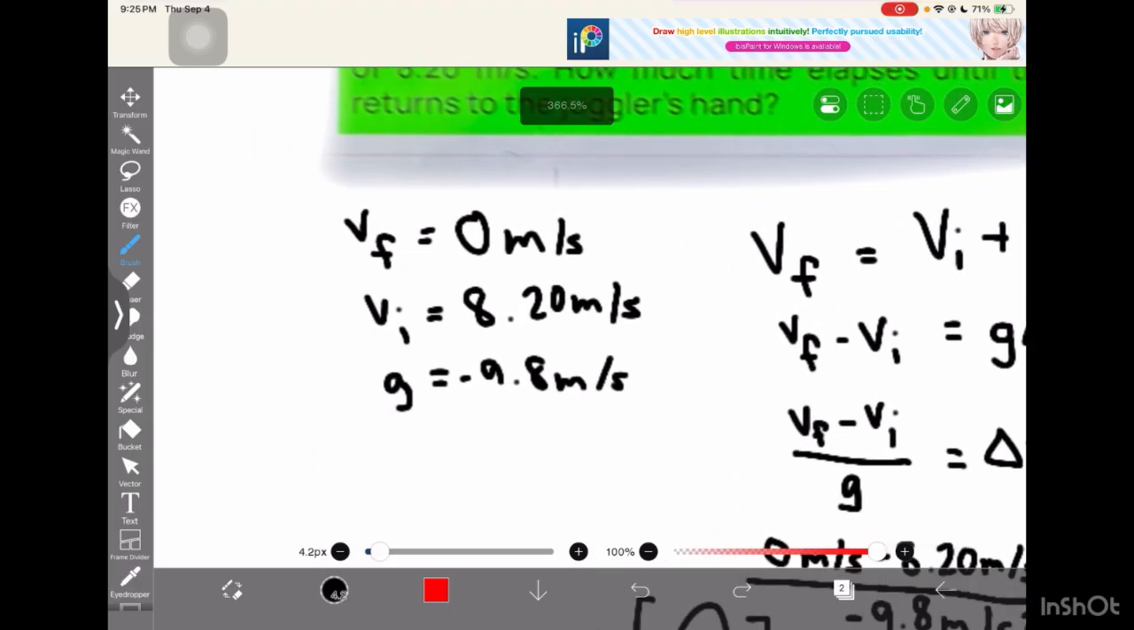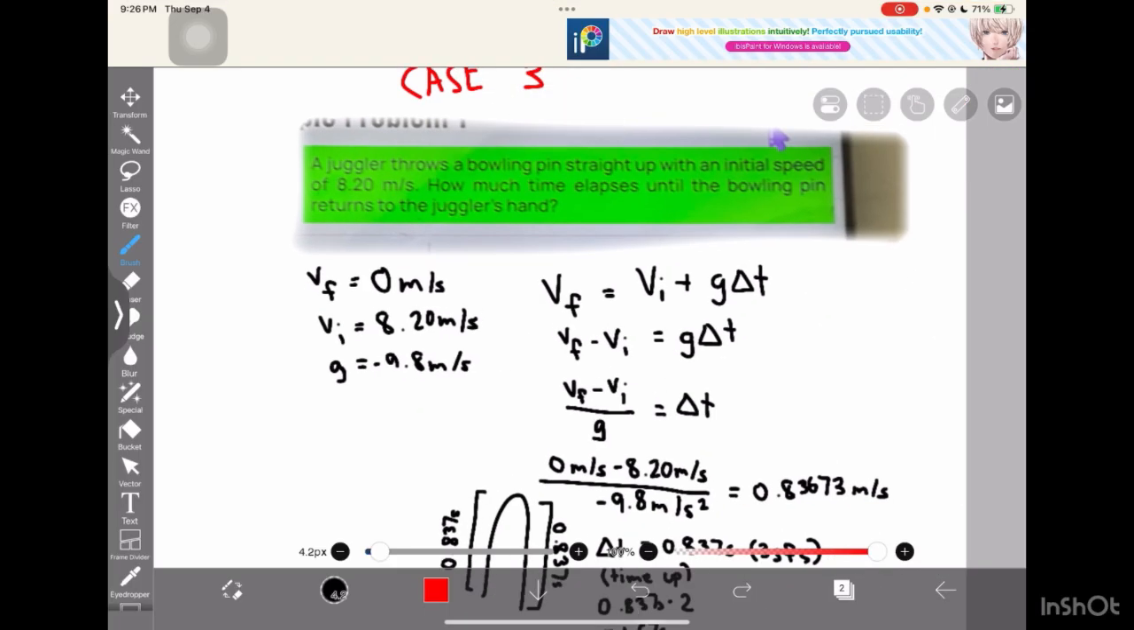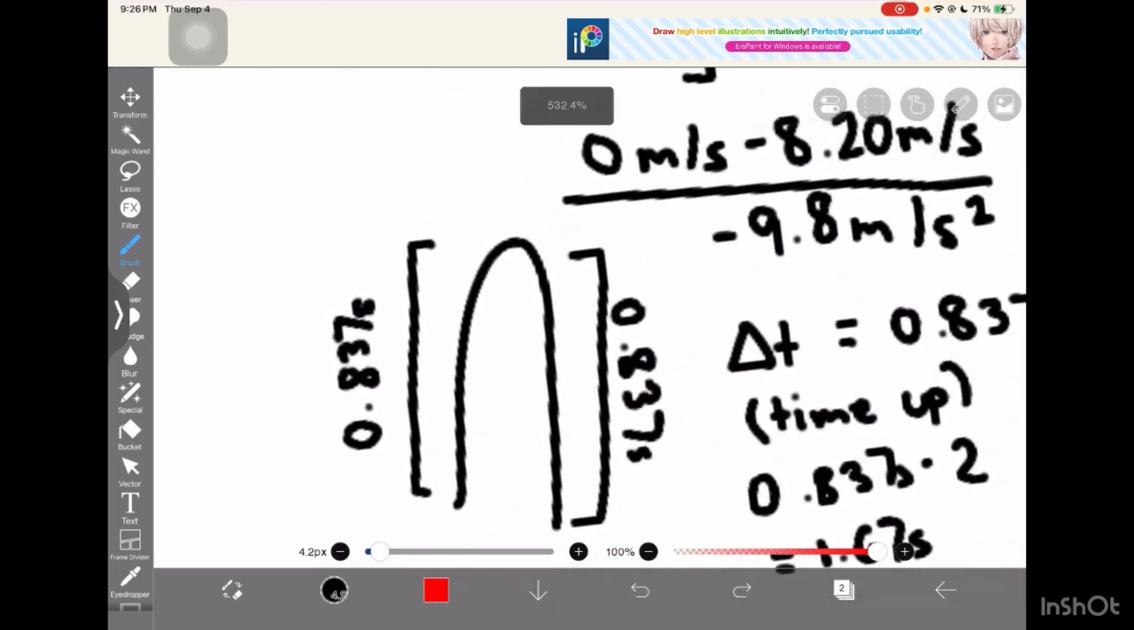So V sub initial is 8.20 meters per second, and of course we've established gravity is always present. But why is V sub F 0 meters per second? Well, when you throw something up and it hits the ground, that's your final velocity, and when it hits the ground, it's not moving anymore. So hence our final velocity is 0 meters per second. So we're looking for how much time elapses until the juggler's hand. So we're looking for this entire parabolic function.